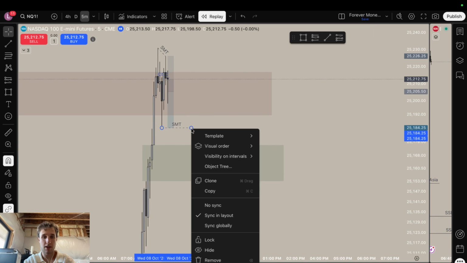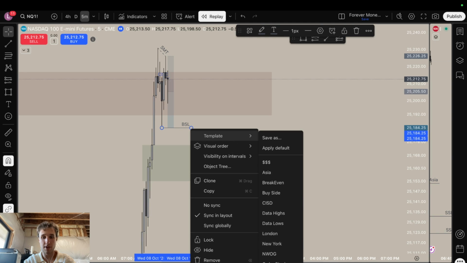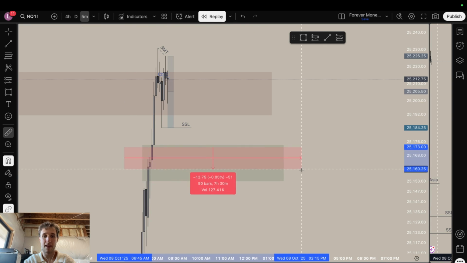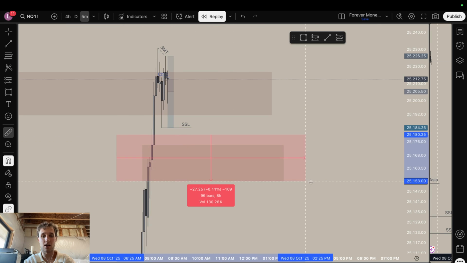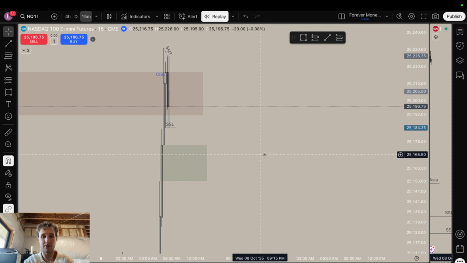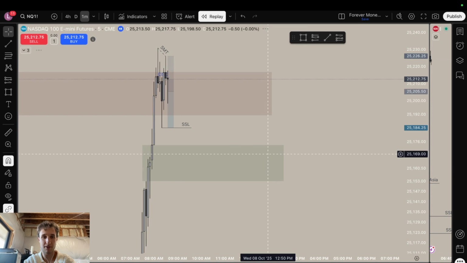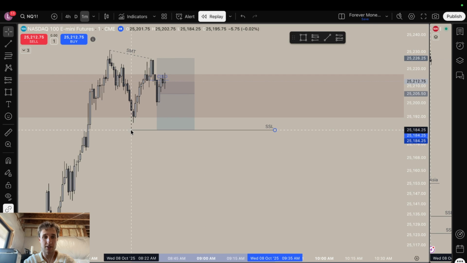Can we rebalance to the unfilled 15-minute? Absolutely. However, this unfilled 15-minute was just adding confluence for me because I understood that, okay, this internal low is here, we have this unfilled 15-minute. I don't know if I'm going to target the 15-minute. I might just take what I'm confident in and target this internal low, which is exactly what I did.